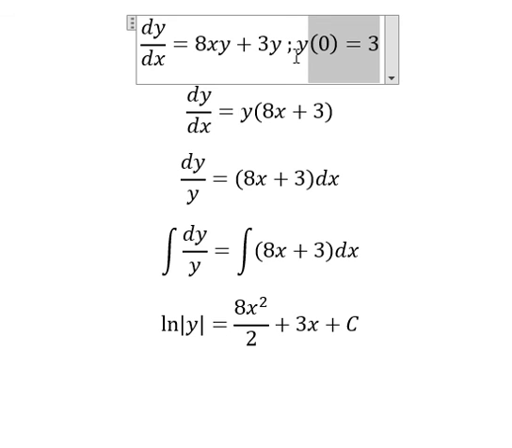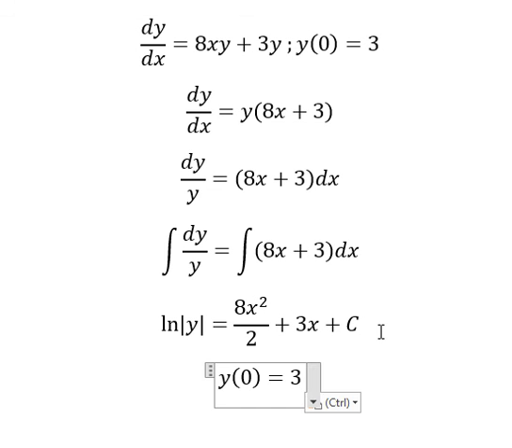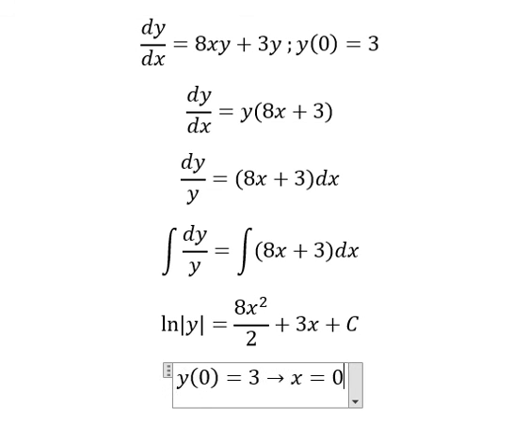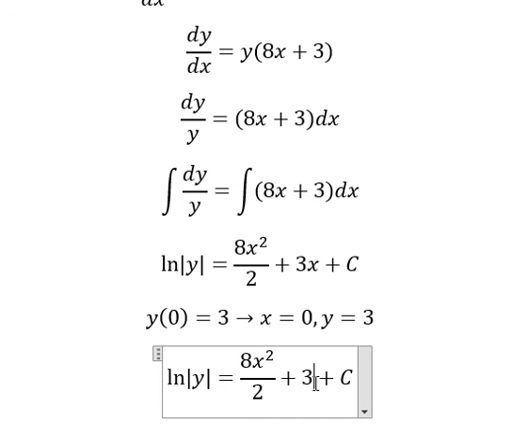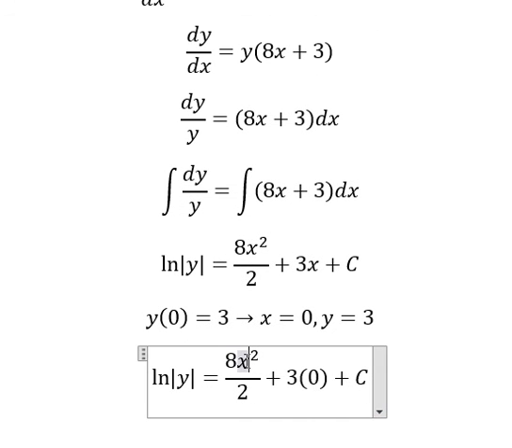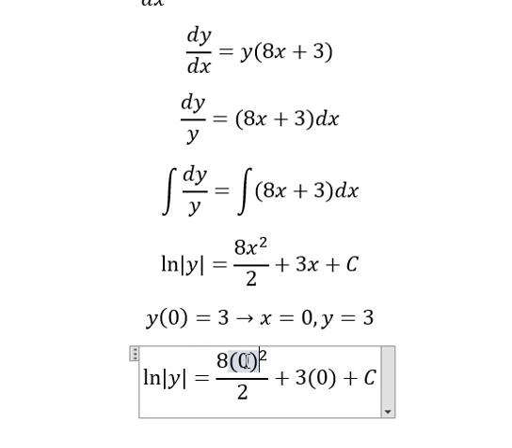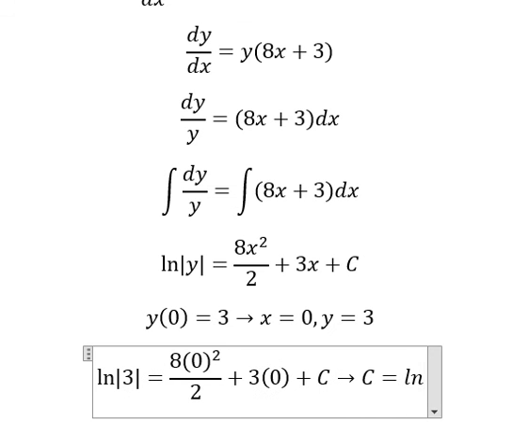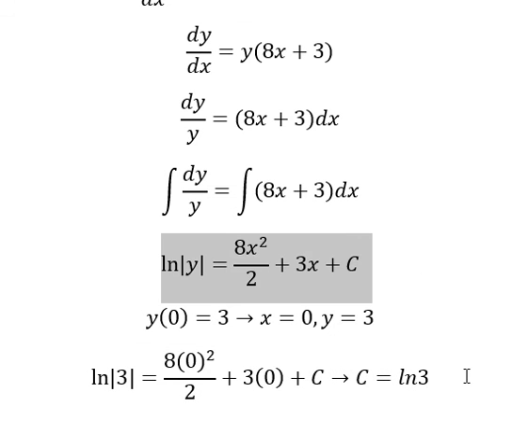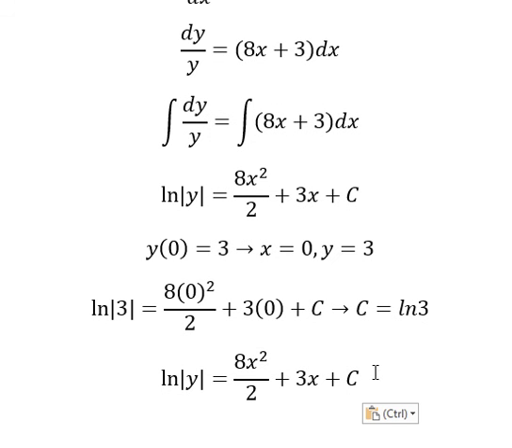Now we have the conditions. That means when x equals number 0, y equals number 3. So I will put number 0 here, number 0 here, number 3 here, and now we have the final answer. So c equals ln 3. So I will put this one here.